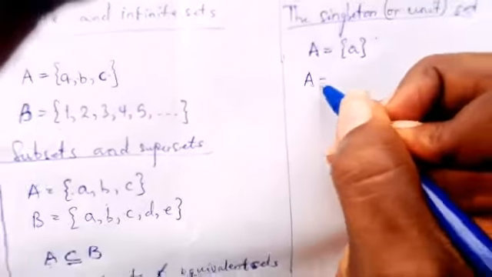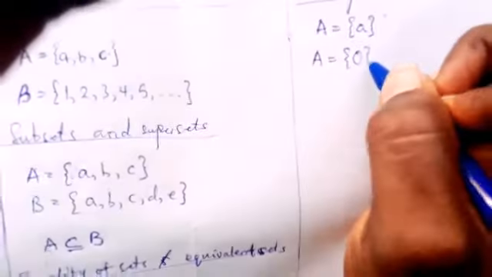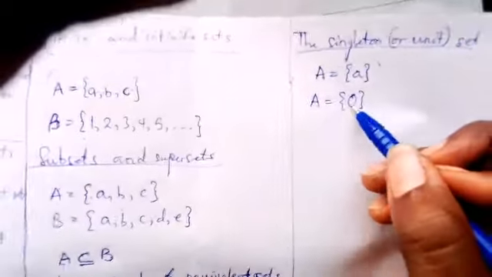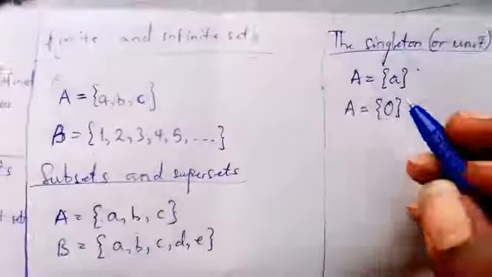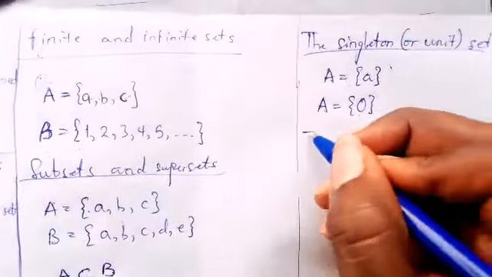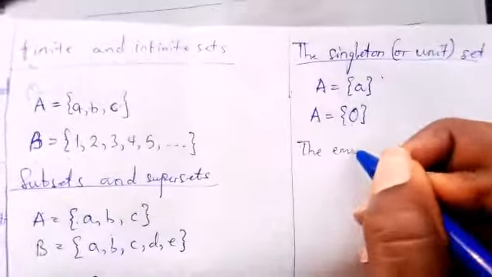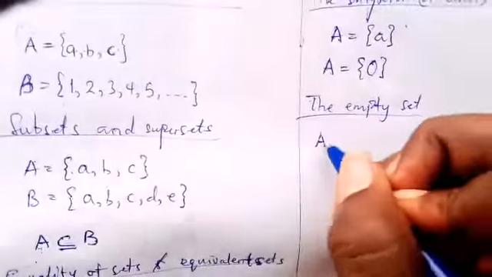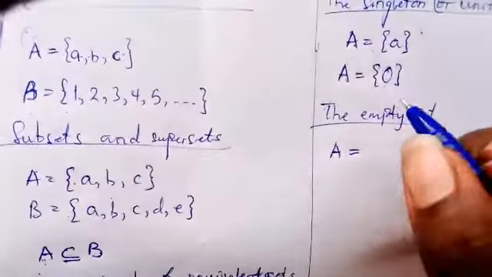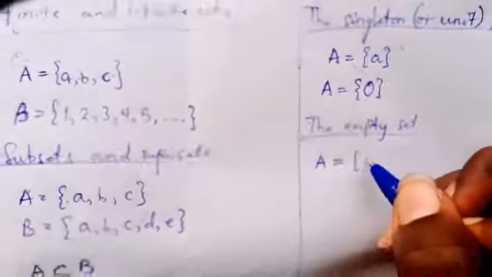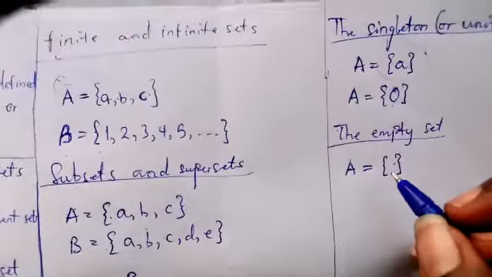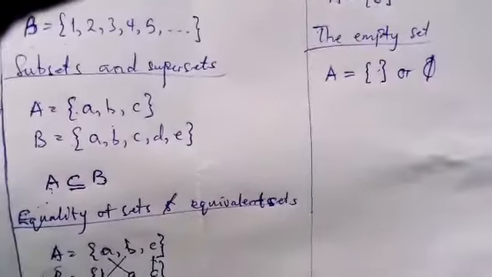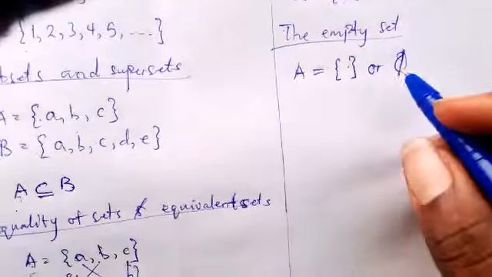Now we will also note that this is also a singleton because the only element it contains is 0. Again, we have the empty set. The empty set is a set that contains no elements and is denoted as either this or this symbol. This is the symbol for an empty set.